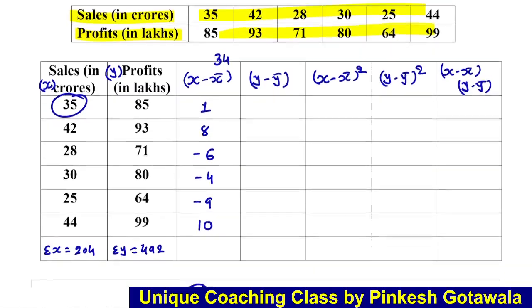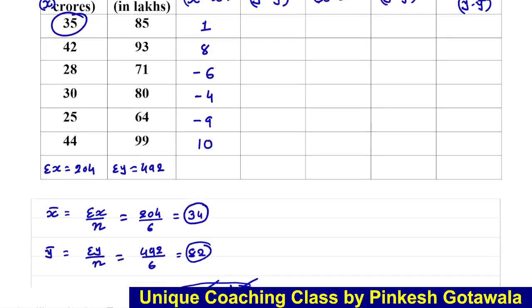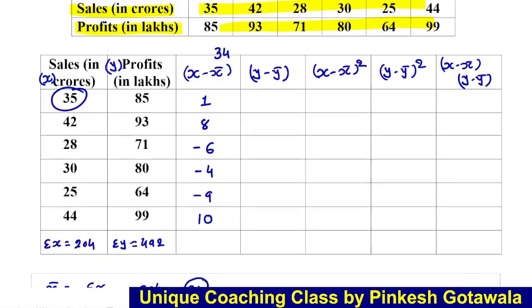Same for y minus y bar. So here our y bar is 82. Y bar 82. So here y is 85. 85 minus 82, 3. 93 minus 82, 11. 71 minus 82, minus 11. 80 minus 82, minus 2. 64 minus 82, minus 18. 99 minus 82, 17. And now remember, in every sum you have to check this.